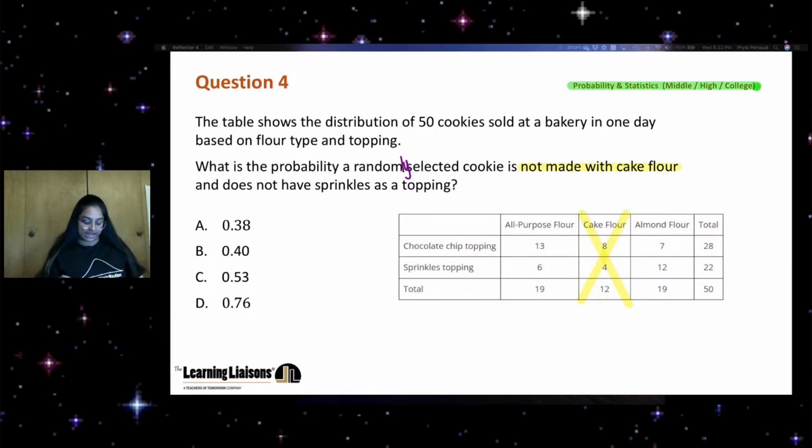Then we keep reading and it says, and does not have sprinkles as a topping. So that then tells us to go to sprinkles, and that's me crossing it off, okay? So now we're crossing that off. So now we have to ask ourselves, well, what are we left with? What are we really doing, right? How are we going to answer this question? Well, the only way to answer it would be to actually write it all out.